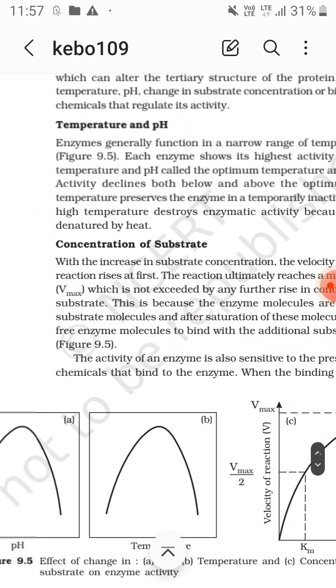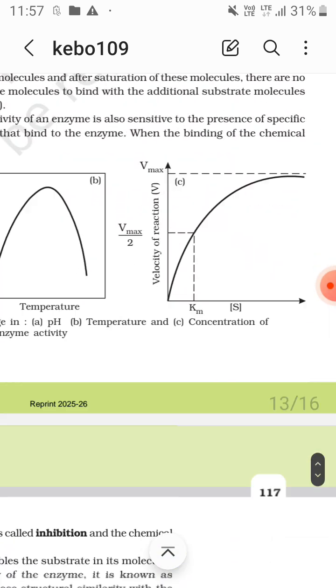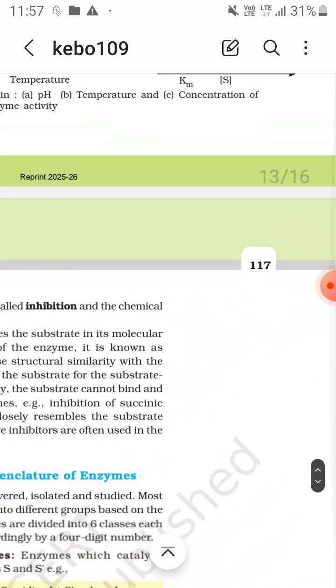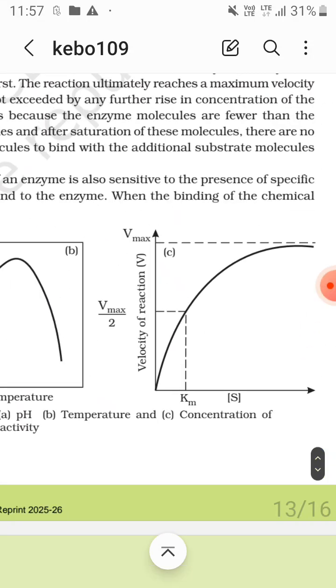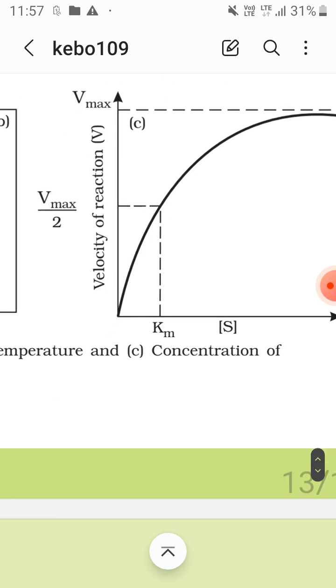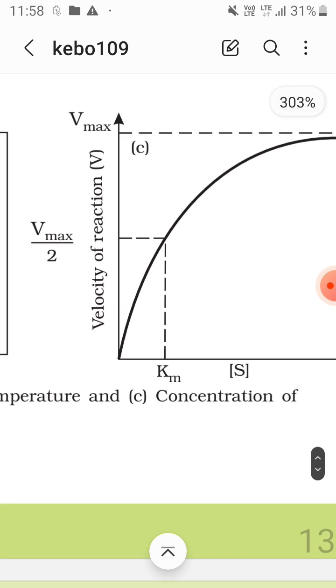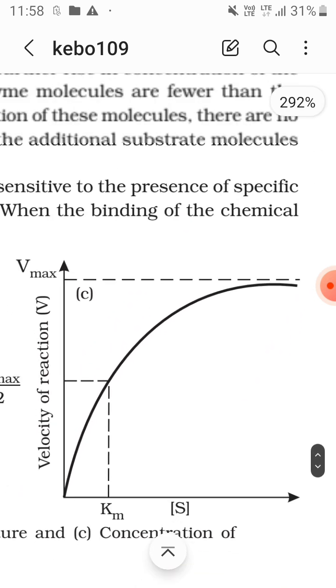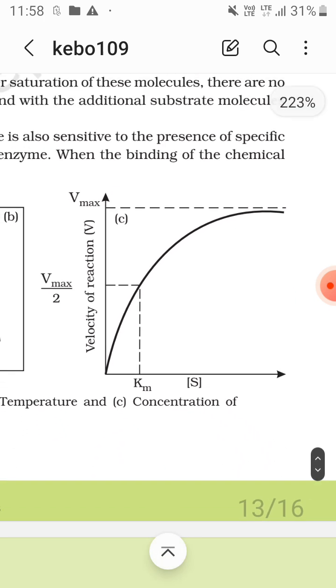Now another factor that affects the enzyme activity is the concentration of the substrate. For concentration of substrate and enzyme activity, on the x-axis is the substrate, showing the Km value that denotes the half of the maximum velocity of reaction. So velocity of reaction is on the y-axis. When saturation occurs, that indicates the Vmax, that is the total maximum velocity.